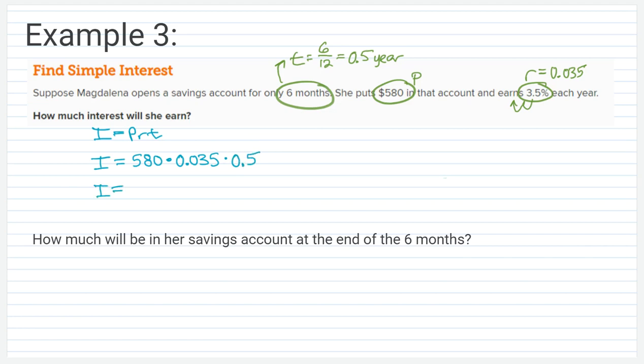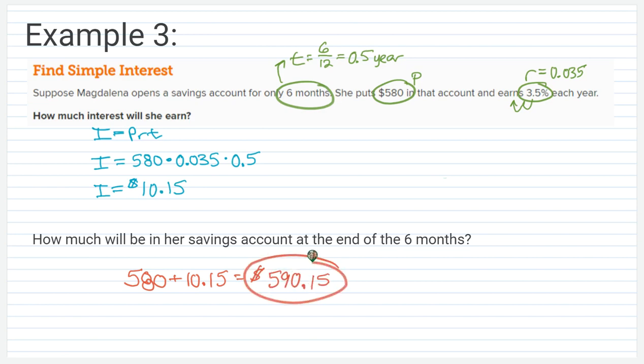So multiplying that all out, we end up with $10.15. So if the question just asked us how much interest we're going to earn, we'd be done there. But there is a follow-up question. It says, how much is going to be in her savings account at the end of the 6 months? Well, that interest has been added on to that $580 that was initially invested. And so for how much will be in her savings account, we're going to do $580 plus the $10.15 and find out that there is now $590.15 in her savings account.